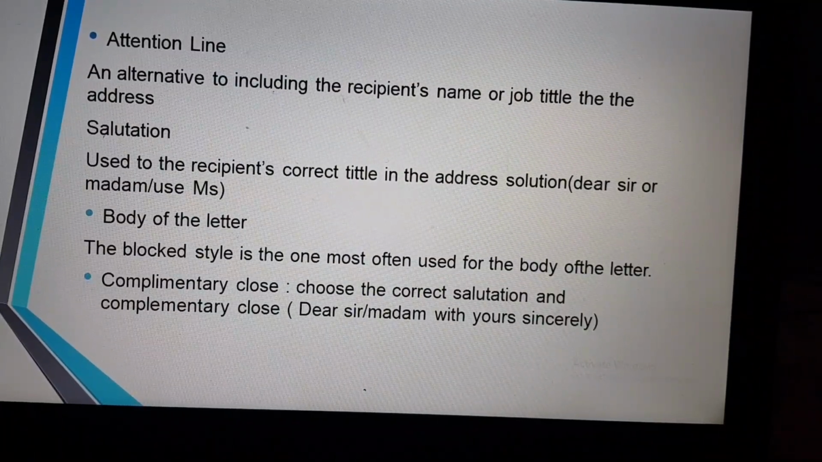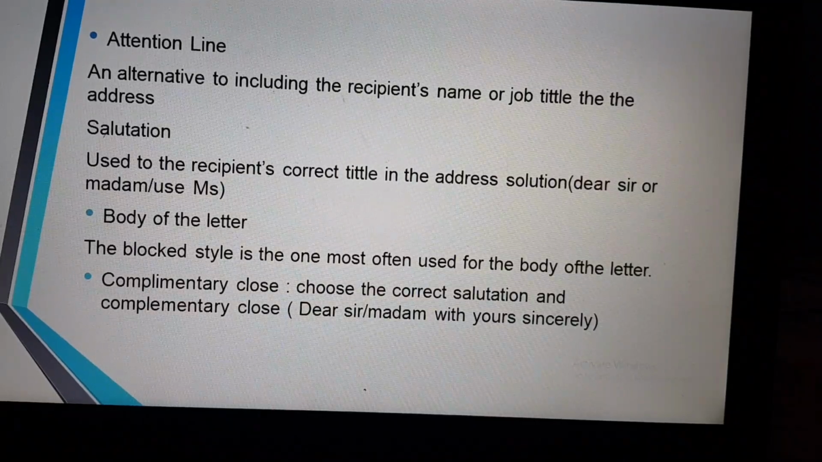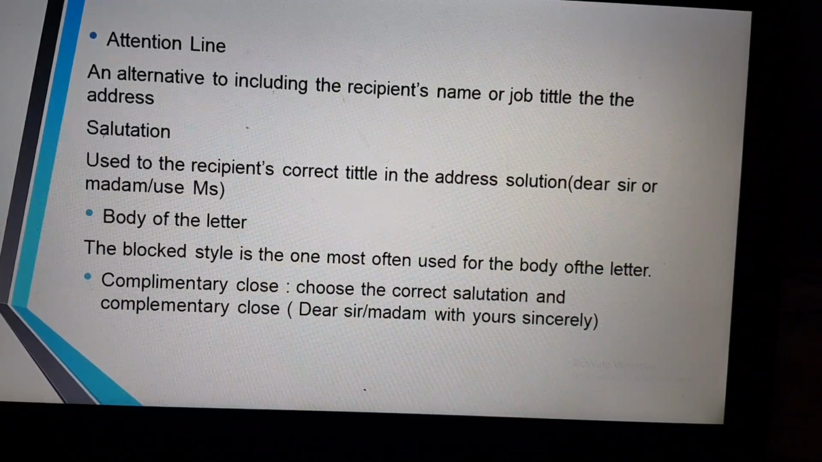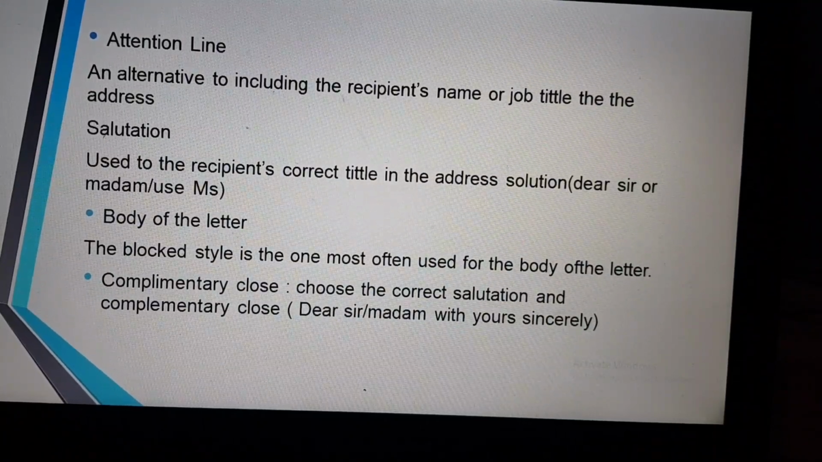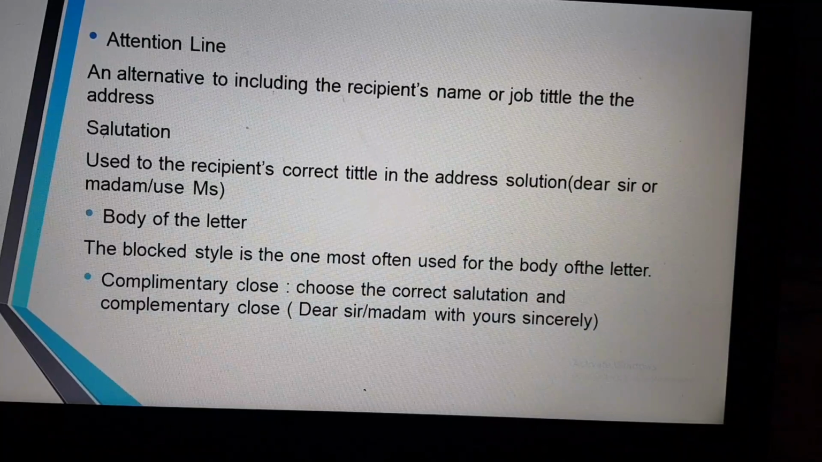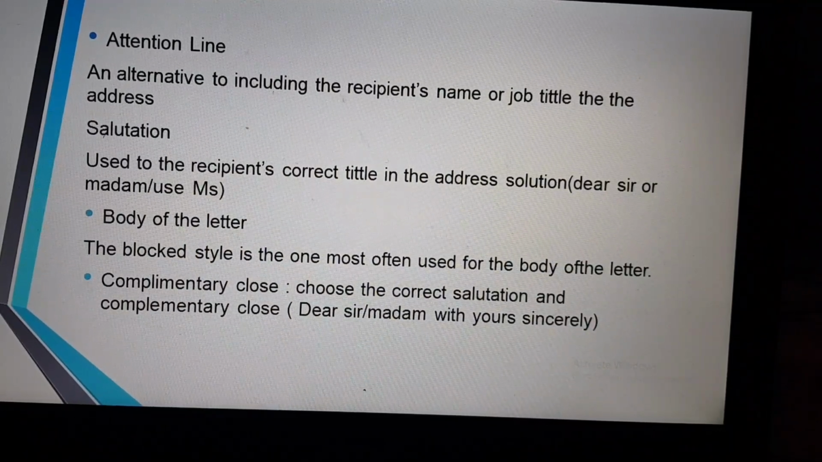Attention line. An alternative to including the recipient's name or job title. Salutation: use the correct salutation to the recipient, depending on the detail in the address. Dear Sir or Madam, or use Miss.